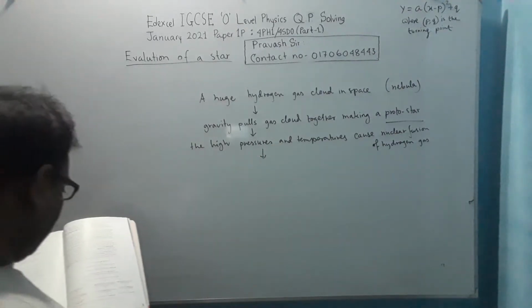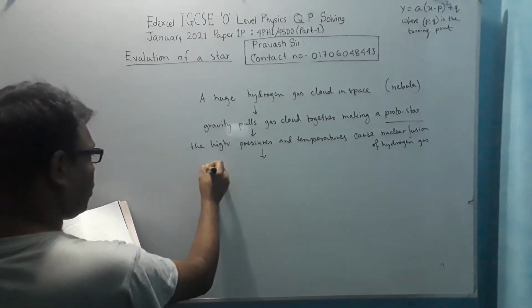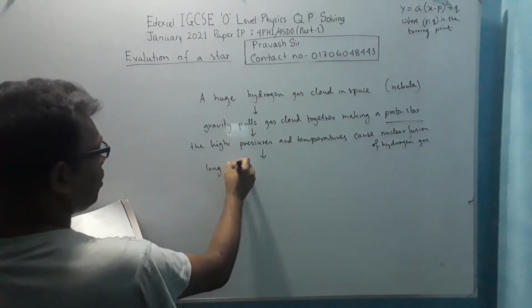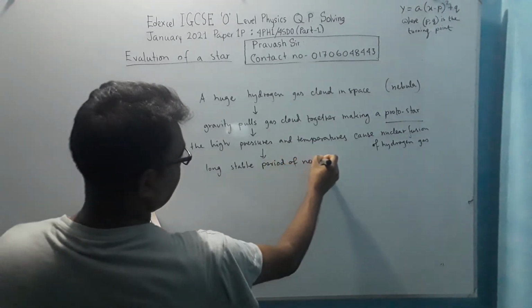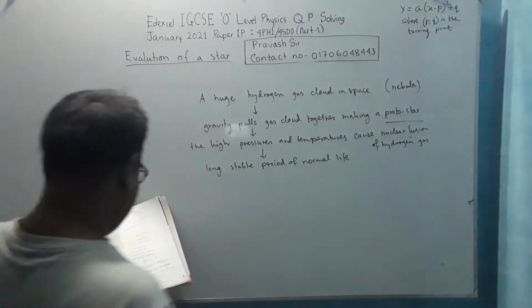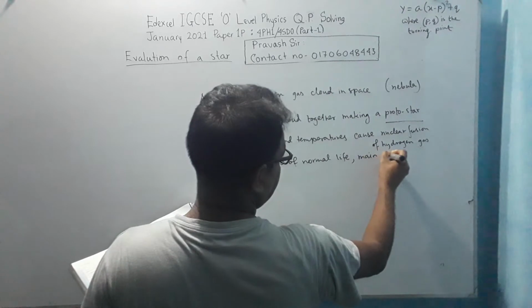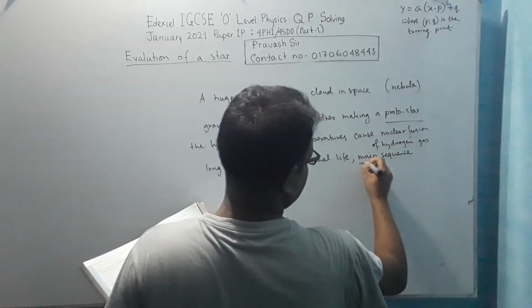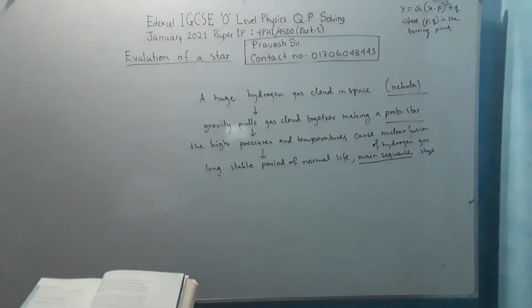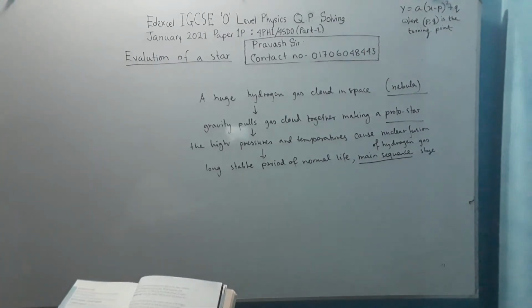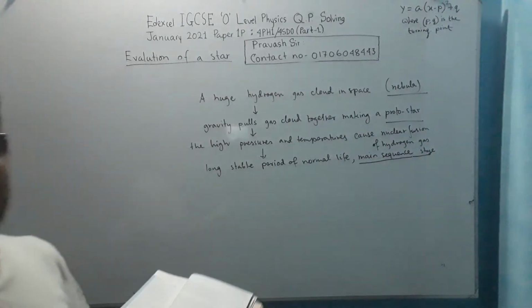And this is the longest stable period of normal life. Long stable period of normal life. This is called the main sequence, right? This is the main sequence stage. Okay? The first is the nebula, second is the protostar, and the third stage is the main sequence stage, where the nuclear fusion of hydrogen continues.